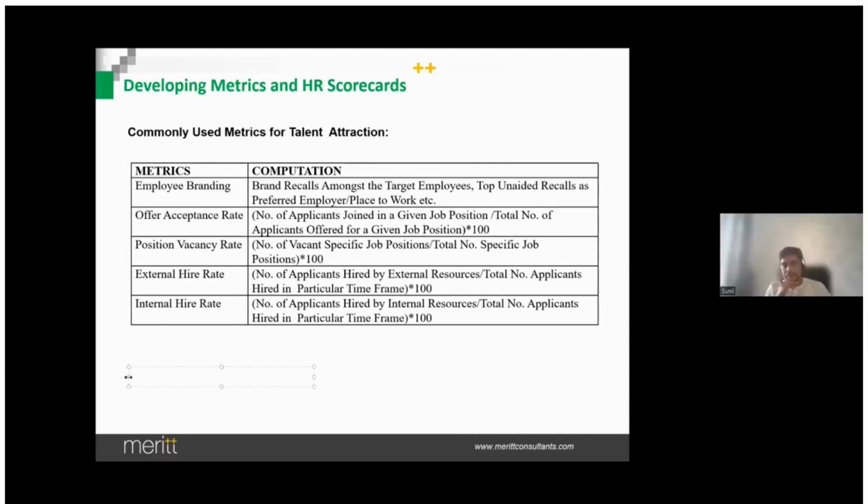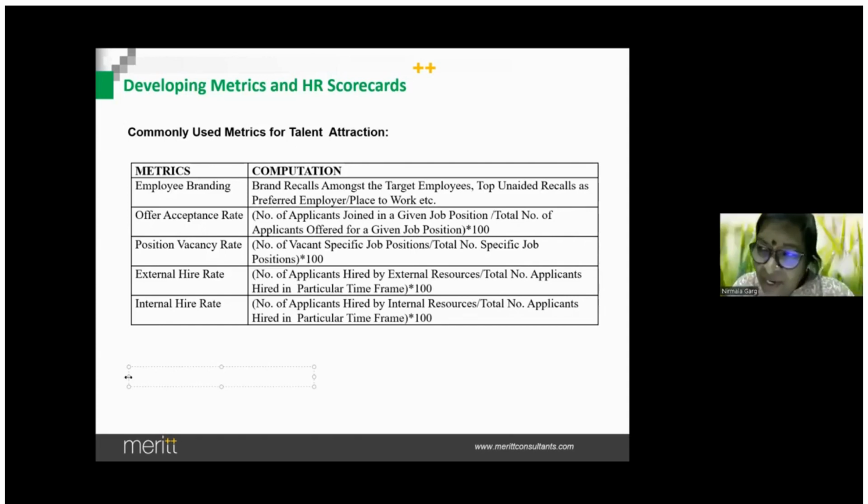Compensation. No. I'm talking about, hey, am I able to attract talent? So for that, what kind of an HR metric will you have? Very simple thing is, if you have a position which is lying vacant for 6 months and you are not able to attract talent, does that show that you are not able to attract the right talent? Yes or no? That means, can I track positions, vacancy rate?